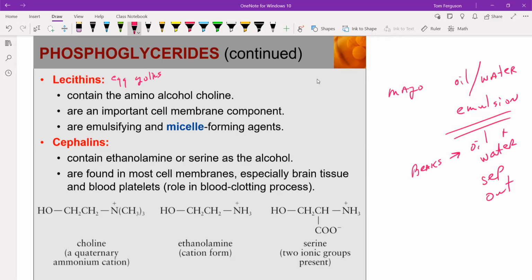So the phospholipid lecithin frequently is incorporated into cell membranes as well. Ethylamine is an alcohol with an amino group on it. This is what choline looks like. And these are attached.